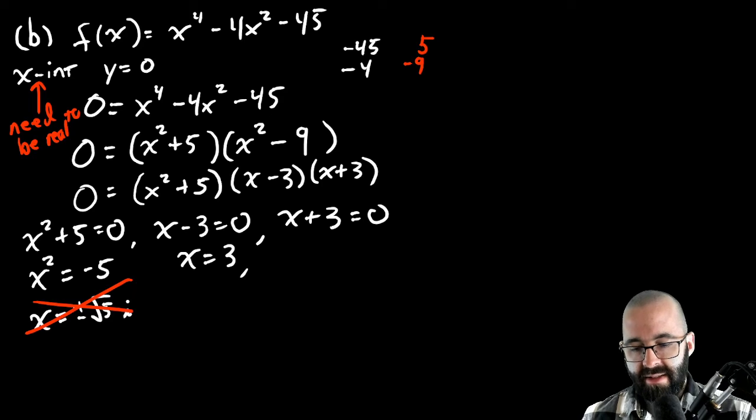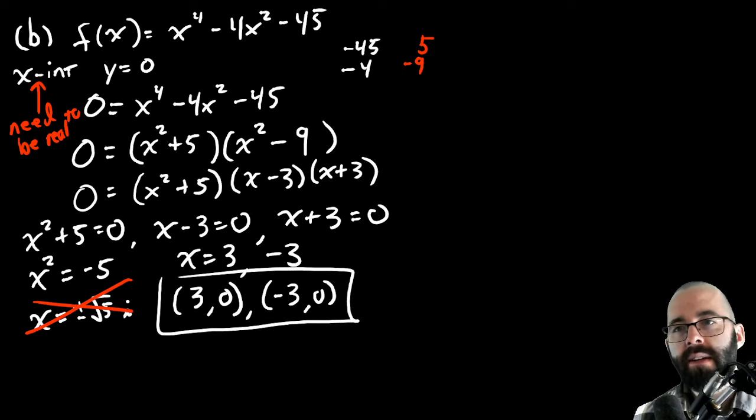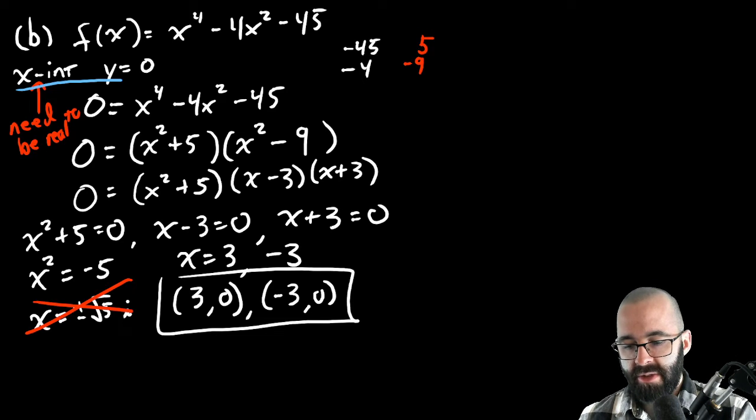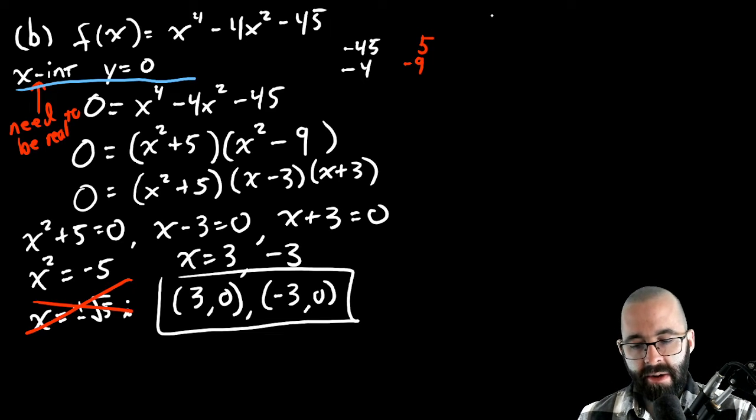The second one is when x is equal to 3 and when x is equal to negative 3. We get our x-intercepts to be 3, 0 and negative 3, 0. And the y-intercept is going to be really quick. First we found the x-intercept, which was when y equals 0. And now we can find the y-intercept, which is when x is equal to 0.